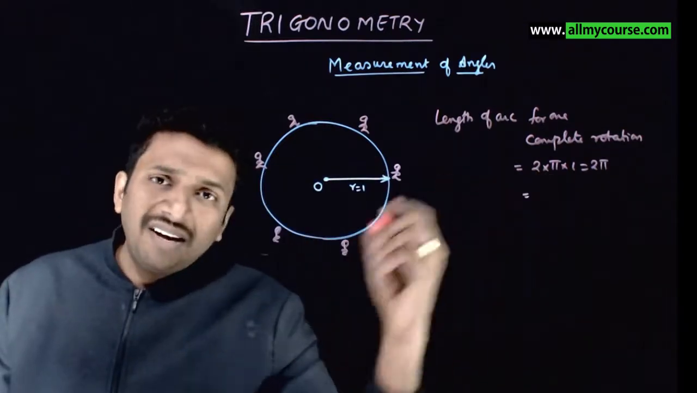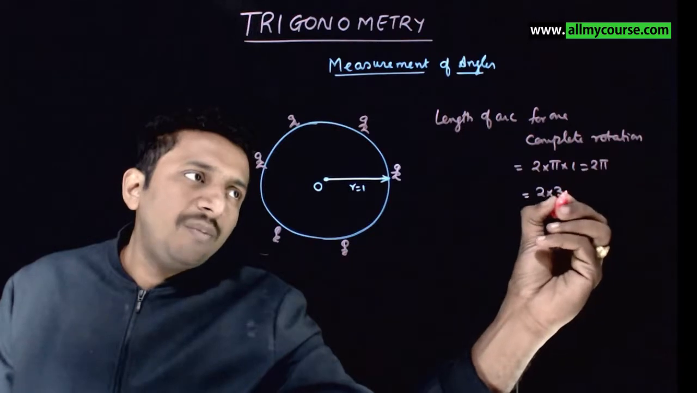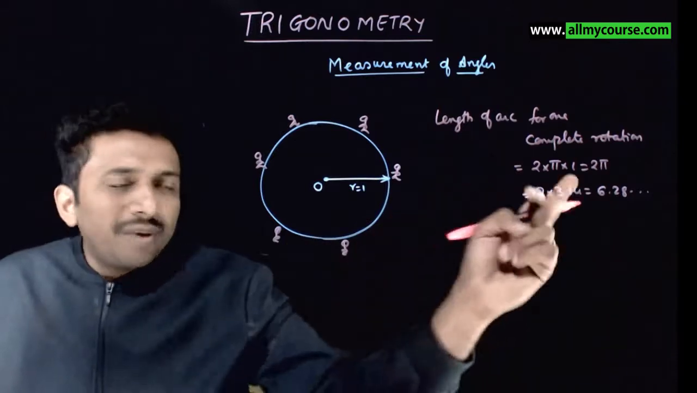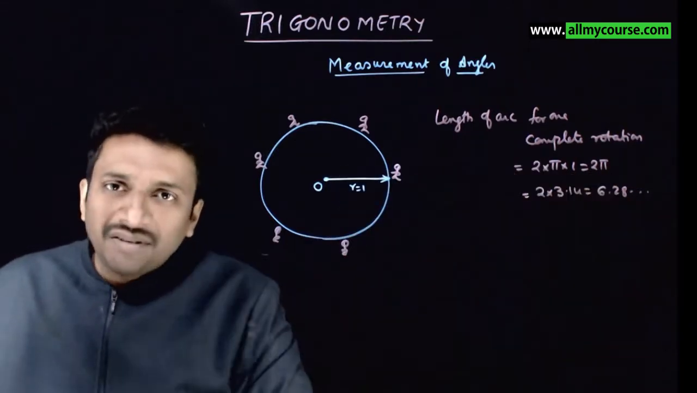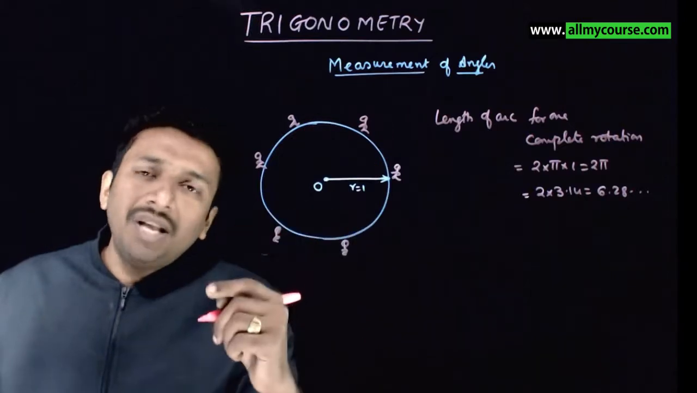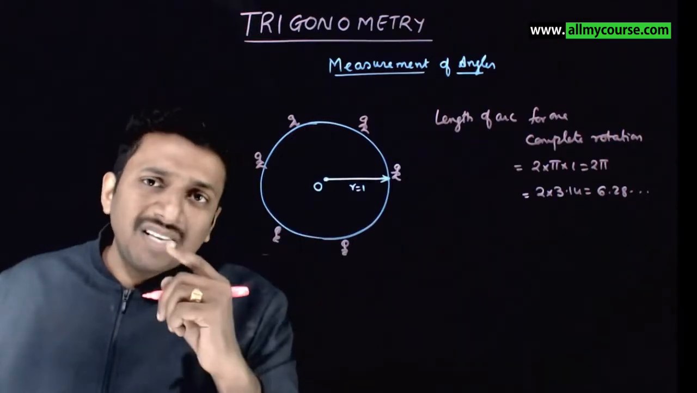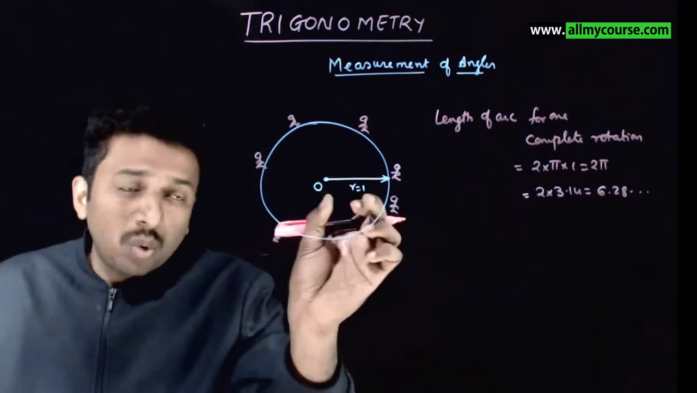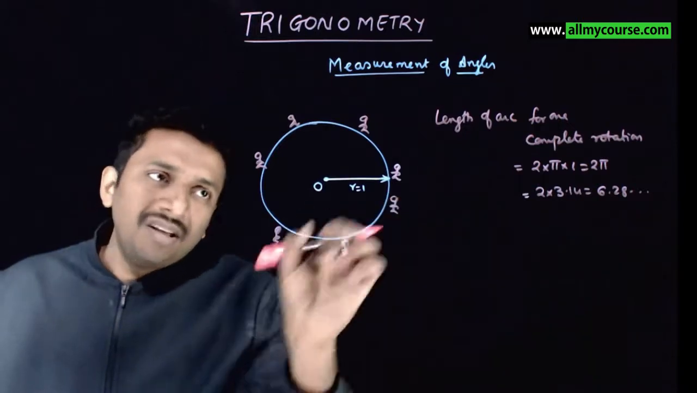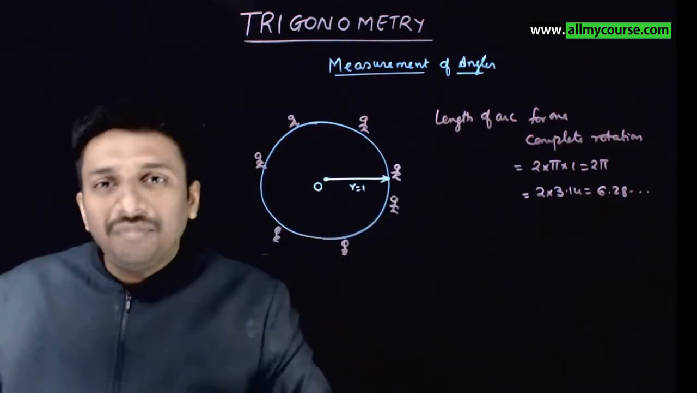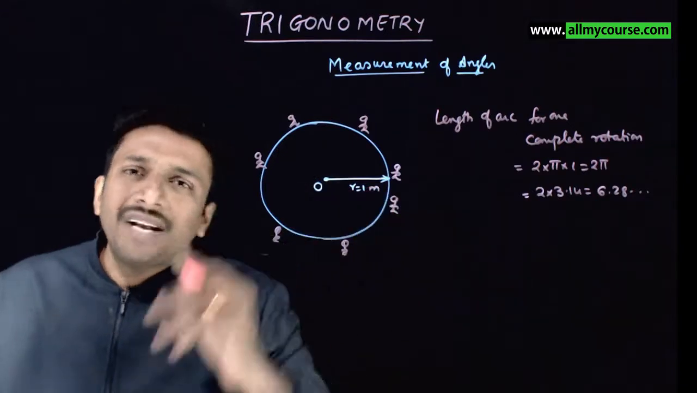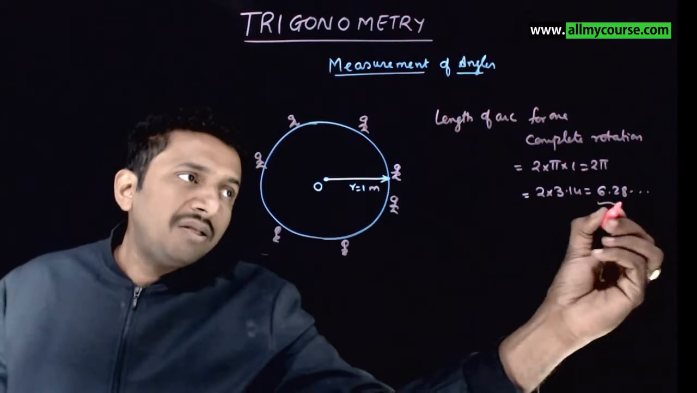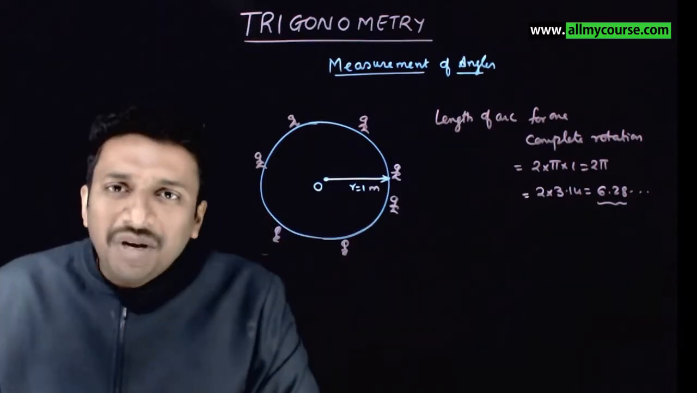2 pi, if you calculate, is approximately 2 into 3.14, which is approximately 6.28, and so on. You have a lot of numbers after it, because pi is an irrational number. So if I complete one rotation, I cover something like 6.28 units of length. If this is 1 centimeter, I'll cover 6.28 centimeters. If this is 1 meter, I'll cover 6.28 meters. So let us say this is 1 meter. As I come from here to here, I have covered a length of 6.28 something meters.